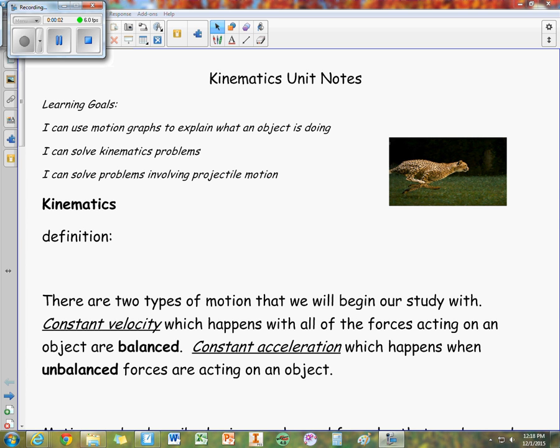All right, this is the kinematic units notes. This will be divided up into 3 videos, so let's go ahead and get started. The learning goals for this unit: you need to be able to use motion graphs to explain what an object's doing. You need to be able to solve kinematics problems, and with the AP, that usually means 2 unknowns. And you need to be able to solve problems involving projectile motion.